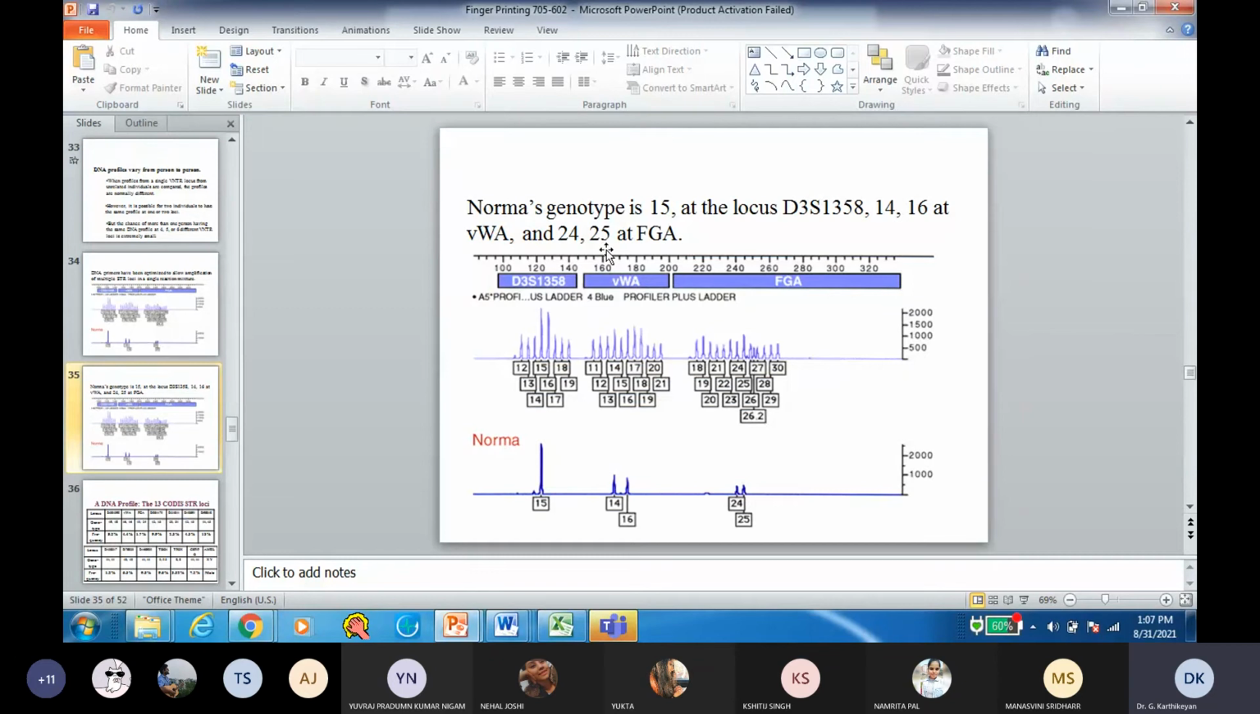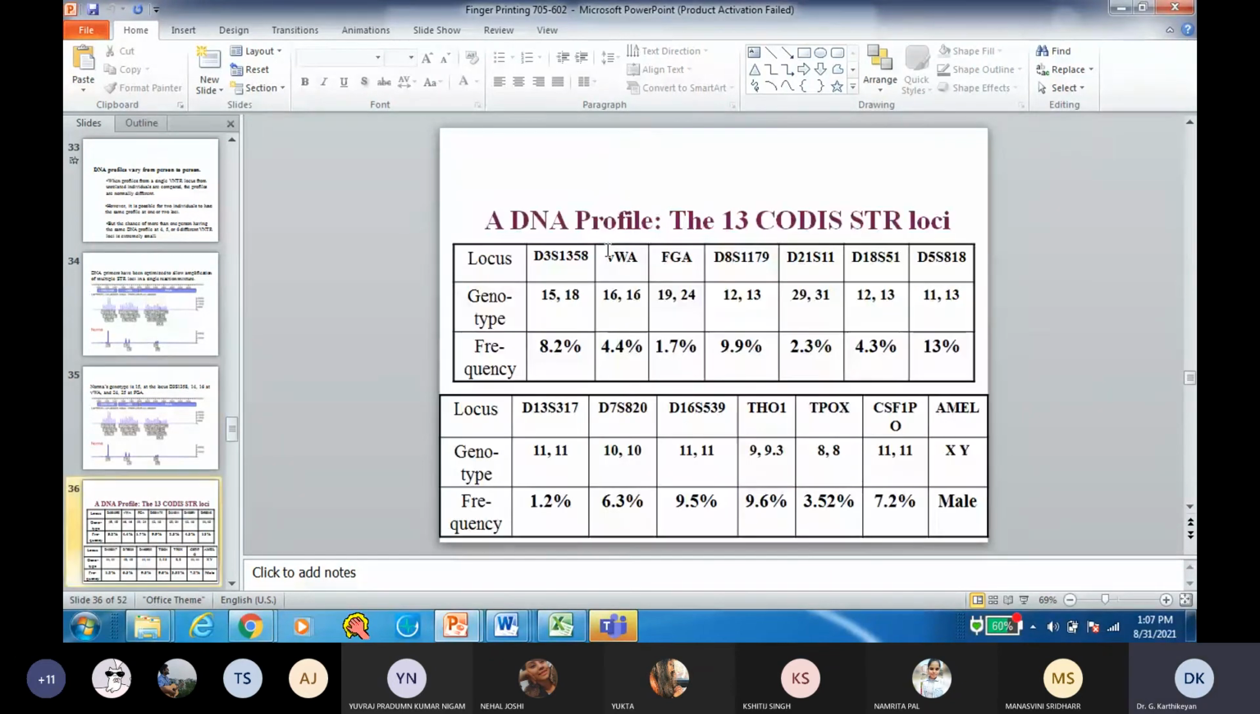If you look at the frequency of these VNTRs in the 13 combined DNA index system, the STR loci, you have a mix and match of different frequencies. You have highly frequent alleles and less frequent alleles. And to characterize whether it's a male or a female, you also have markers from the XY region.